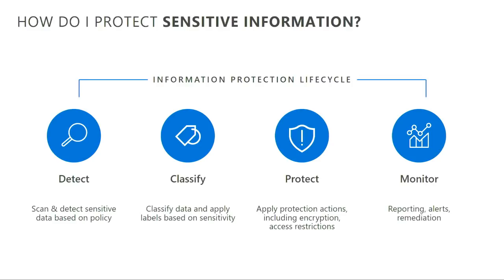Then we have classification. Classification is about saying, okay, if I've got all of this data, how much do I care about each one? What are the business rules that need to apply to a given type of information? If it's public, it probably doesn't need to be protected and visually marked and so on, but you just want to know that it exists.